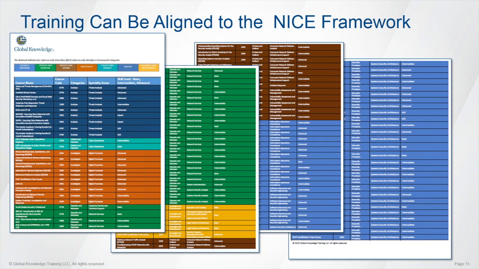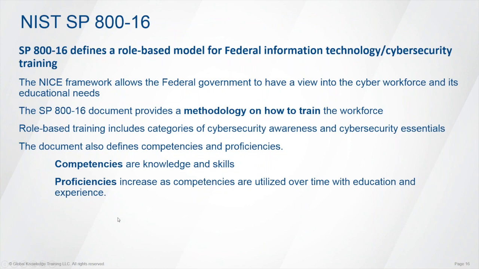Now, another area to look at is 800-16, which is this role-based model. So if you look at those categories we just talked about, and you think about all the complexity underneath them, NICE went through this process of taking these things and organizing them in such a way that we can define what someone needs to know to do that.